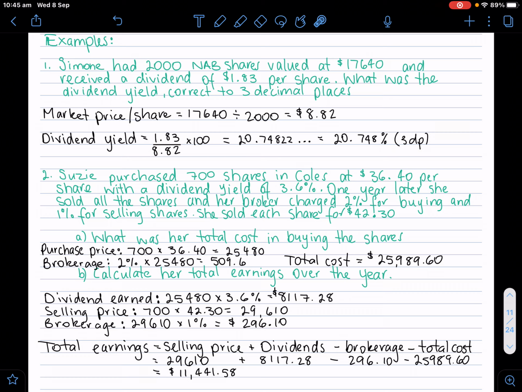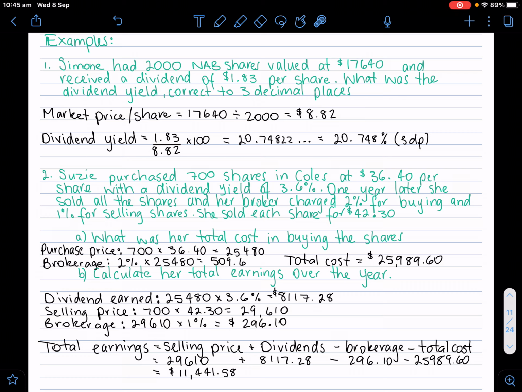Now let's go through example 2. Susie purchased 700 shares in Coles at $36 per share with a dividend yield of that much percent. 1 year later, she sold all the shares and her broker charged 2% for buying and 1% for selling. She sold each share for $42.30. What was her total cost in buying the shares?